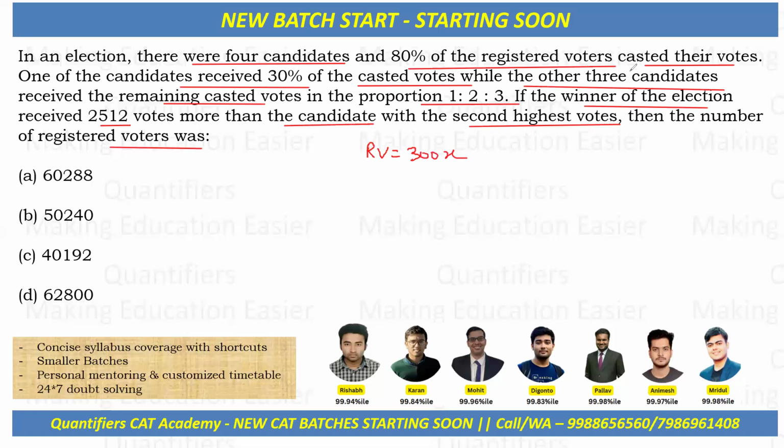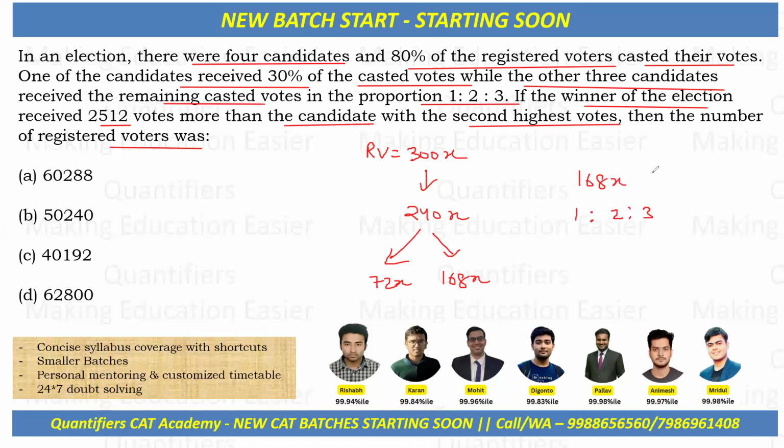So 80% cast their votes. So 80% of 300x, students, will be 240x. Now one of the candidates received 30% of 240x. 30% of 240x will be 72x. The other three candidates received the remaining cast votes. So the remaining cast votes, students, will now be 168x. And now this 168x is further divided in the ratio 1:2:3.